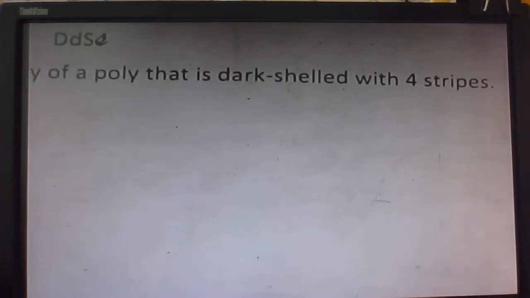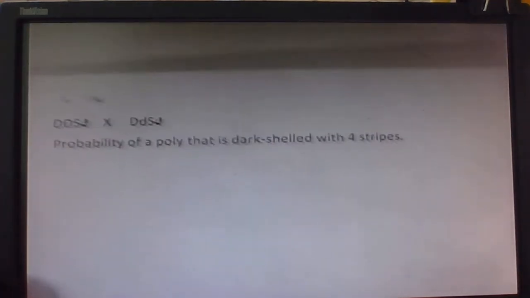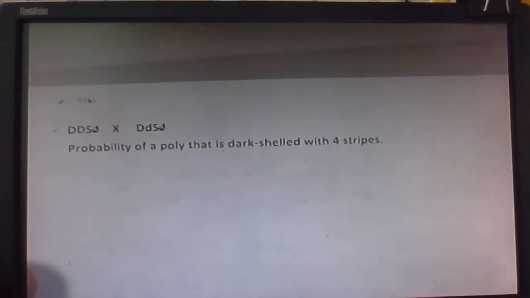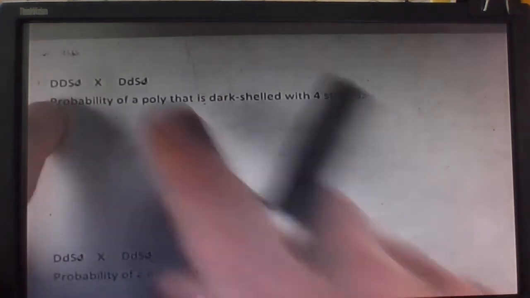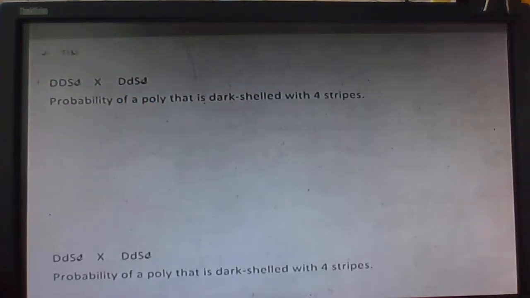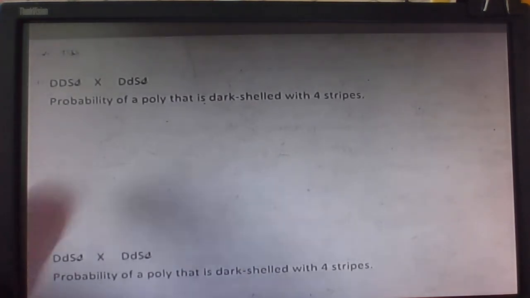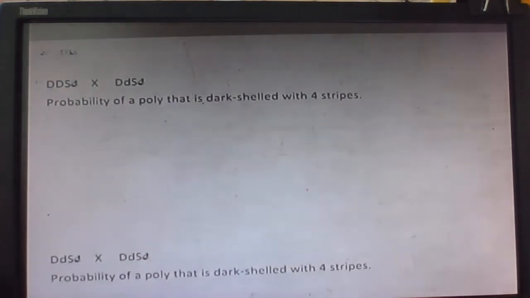Okie doke. All right, let's go back to the roly-poly worksheet. Let's do this first one together. Okay, so here are our parents. That's what we're going to cross. Probability of a roly-poly that's dark-shelled with 4 stripes.